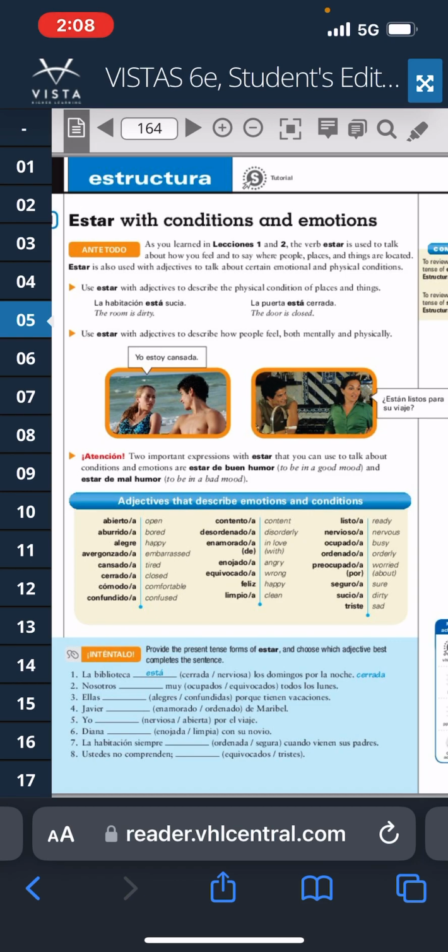Equivocado, wrong. Feliz, happy. Limpio, clean. Listo, ready. Nervioso, nervous. Ocupado, busy. Ordenado, orderly. Preocupado, worried. Seguro, sure. Sucio, dirty. Triste, sad.